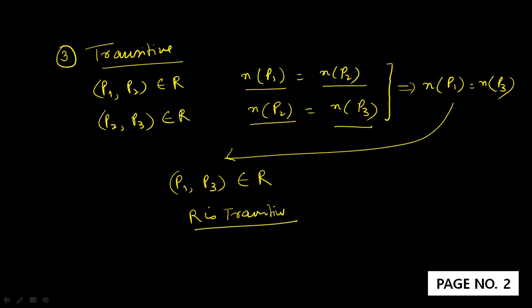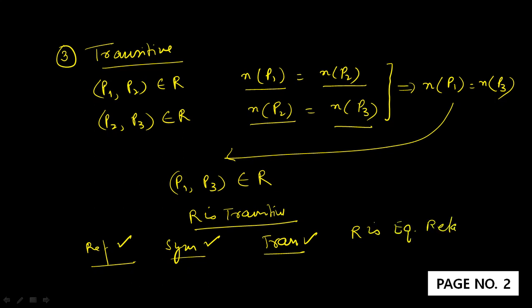If all the conditions hold good, reflexive, yes, symmetric, yes, and transitive, again yes, it means the relation is an equivalence relation. These are the three conditions.